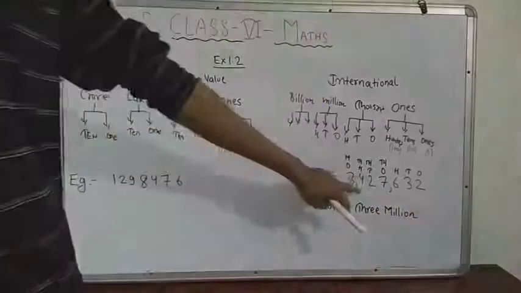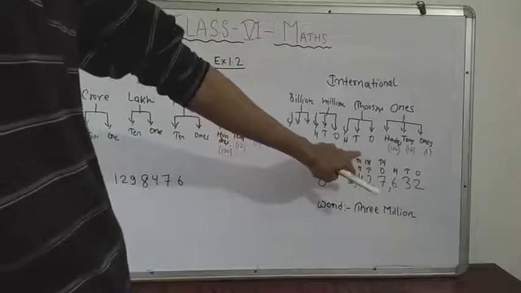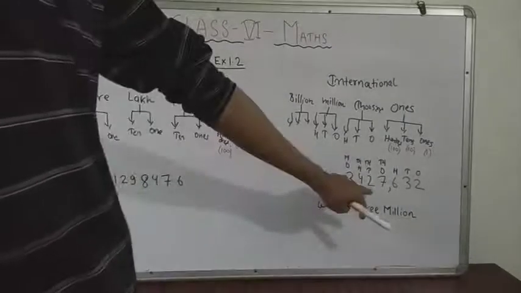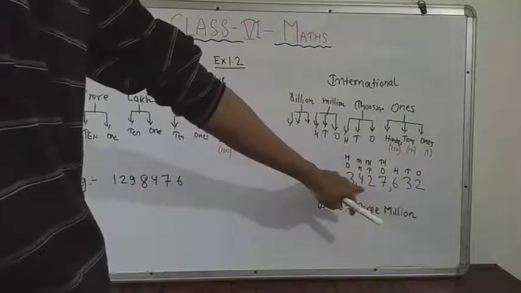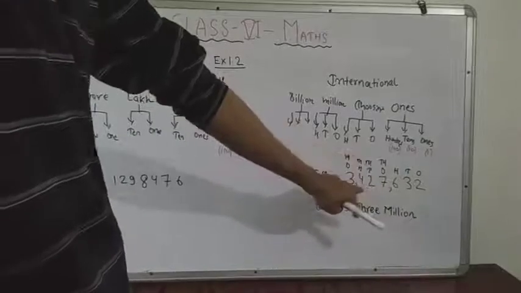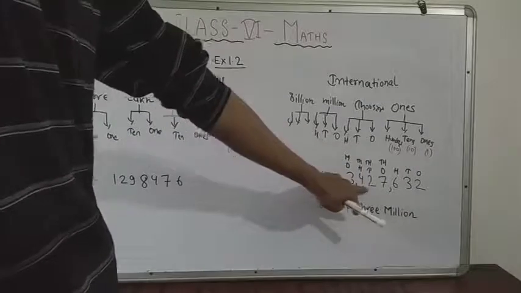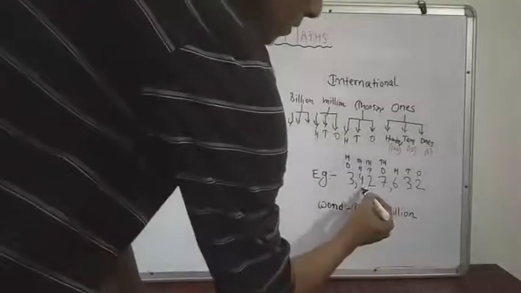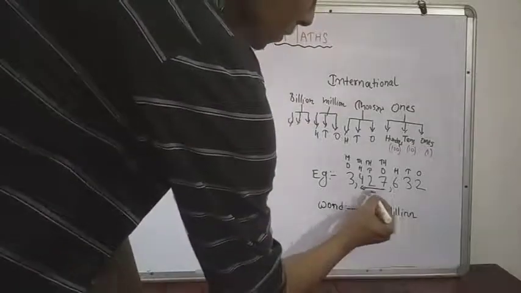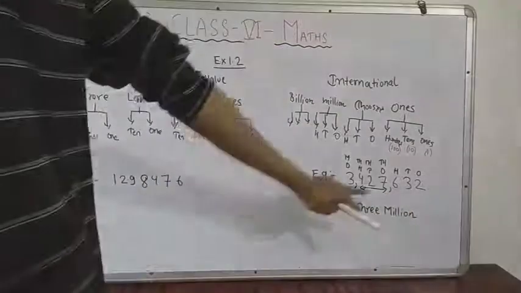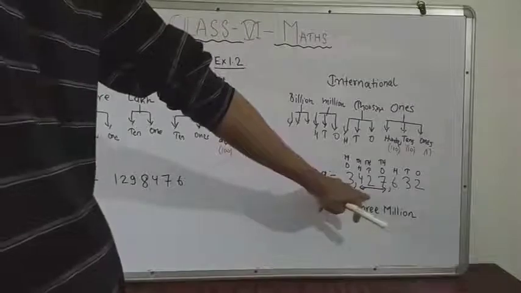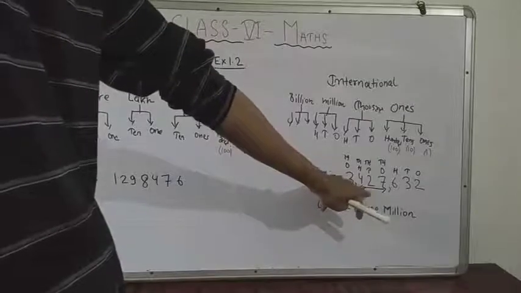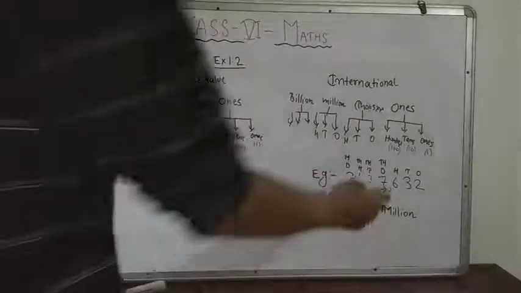Now you can see, 4 comes into which place? 1000. And these 3 digits come into which group? 1000 group. So when we combine only these 3 digits, we can say 427. Yes or no? Yes.